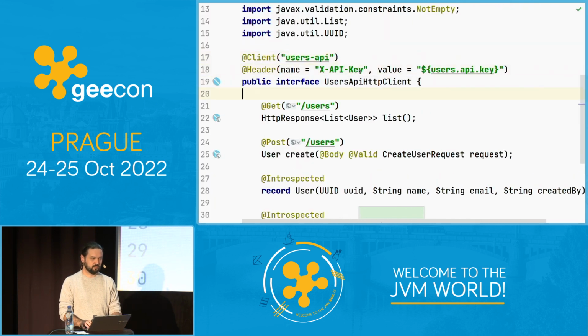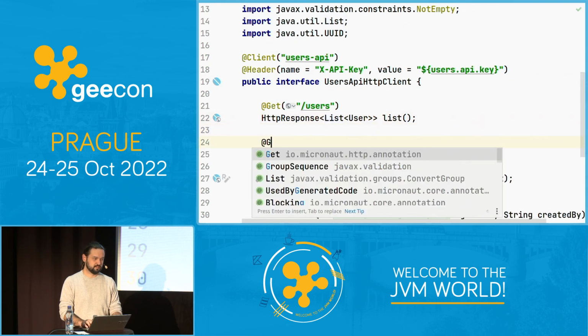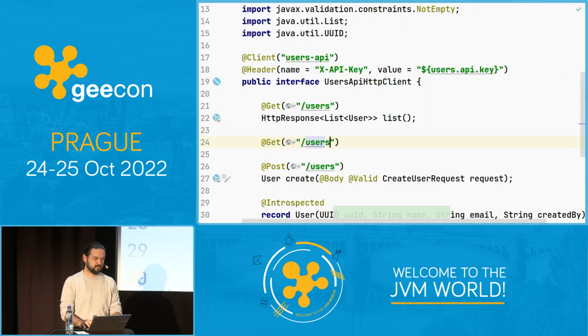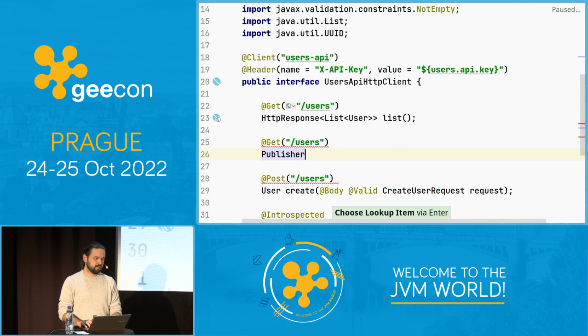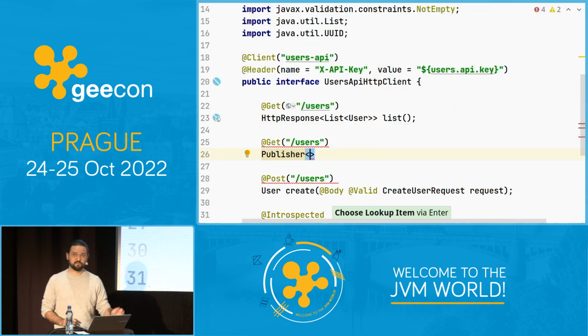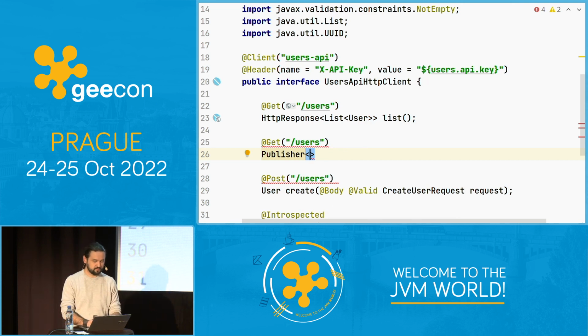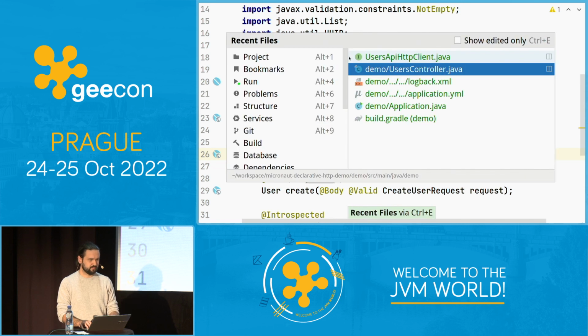Let's add one more method to our HTTP client that will also send a GET request to the user's endpoint, but this time I'm gonna return a publisher. This is the type coming from reactive streams, and I'm gonna return a publisher of user. Let's call it list async. Okay, we have this new method.